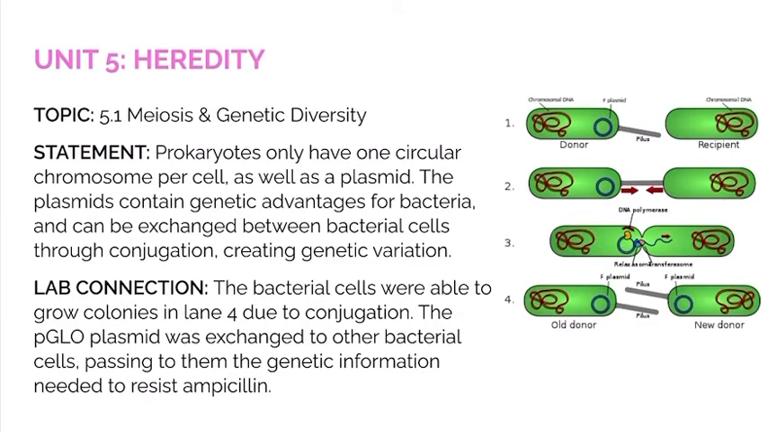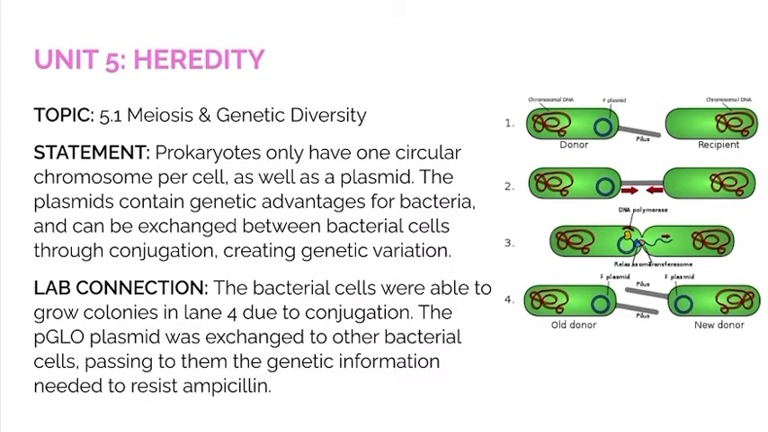Unit 5, which is heredity, I connected topic 5.1, meiosis and genetic diversity, with the lab. This topic discusses how prokaryotes only have one chromosome, unlike eukaryotes. They also contain a plasmid, and the plasmids are exchanged with other bacteria through conjugation.